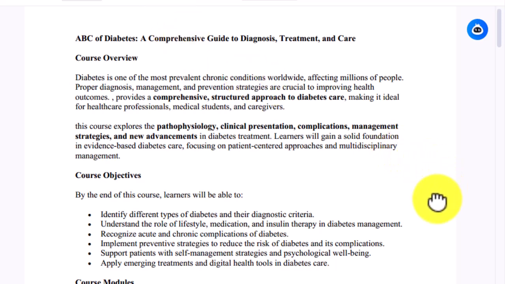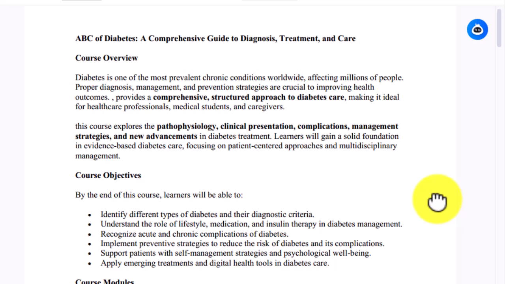ABC of diabetes, a comprehensive guide to diagnosis, treatment, and care. Diabetes is one of the most prevalent chronic conditions worldwide, affecting millions of people. Proper diagnosis, management, and prevention strategies are crucial to improving health outcomes.